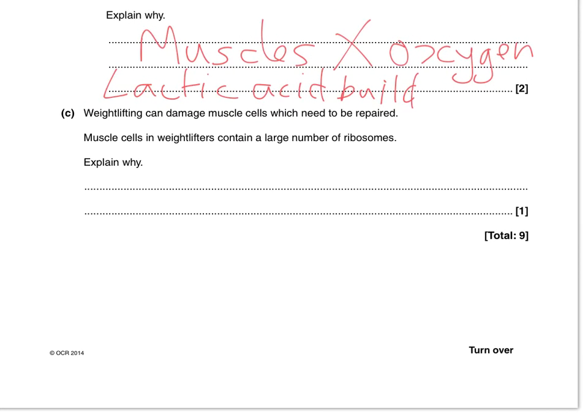Okay, last part of this page, nearly done it. Okay, weightlifting can damage muscle cells, which need to be repaired. Muscle cells in weightlifters contain a large number of ribosomes. Explain why. Now, we don't need to spend loads of time on this because it is only 1 mark. So what is the one thing that ribosomes make? Then obviously you know ribosomes are needed to make protein. So you've got protein in there, then you pick up that single mark there. No need to spend loads of time on it. Ribosomes make protein. Done.